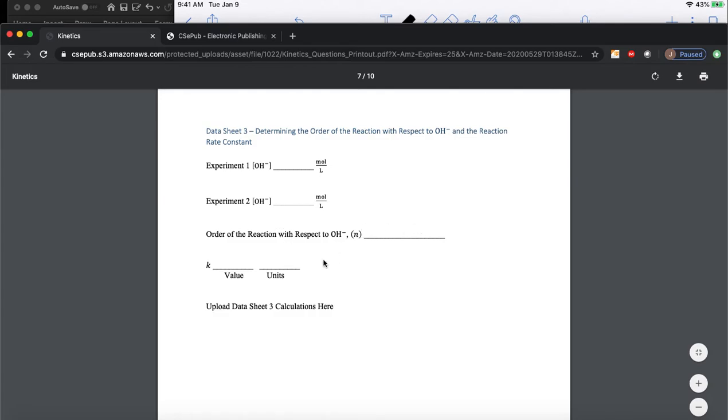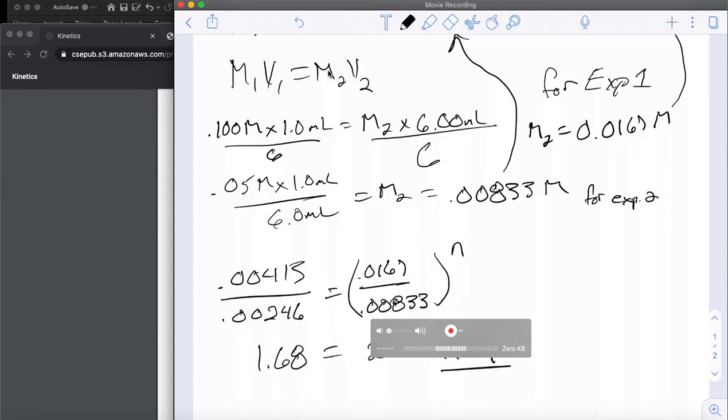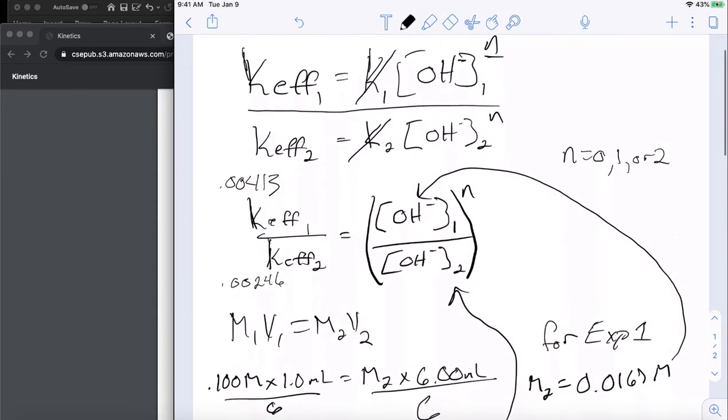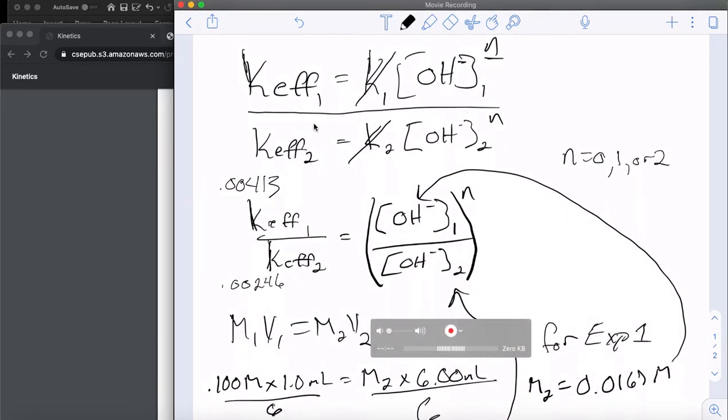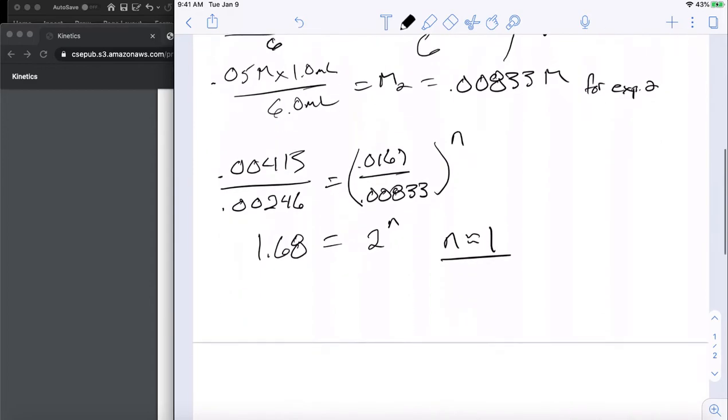And then the last thing it's going to want is K, the actual value of K. And if I want to find K, I can go back to these calculations I've been doing, and instead of the whole fraction that I made up here, I can just take the first part. I can say K effective 1 is equal to K times my hydroxide concentration for experiment 1 to the n power, where we now said n is 1. I have n is 1, I have this concentration, I have K effective. All I have to do now is solve for that K. And so that'll be what I show for this last part here to get our rate constant.